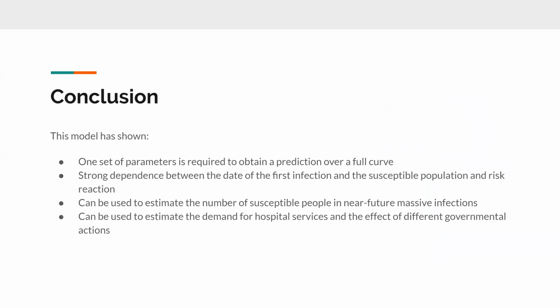In conclusion, this model has shown: 1, one set of parameters is required to obtain a prediction over a full curve. 2, a strong dependence between the date of the first infection and the susceptible population and risk reaction. 3, it can be used to estimate the number of susceptible people in near future massive infections. And finally, it can be used to estimate the demand for hospital service and the effect of governmental actions. These are all important factors to take into consideration when dealing with and preparing for an outbreak or a national pandemic such as COVID-19 that we are currently living in.